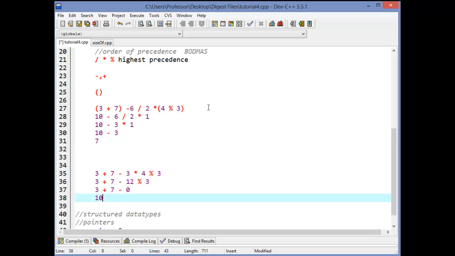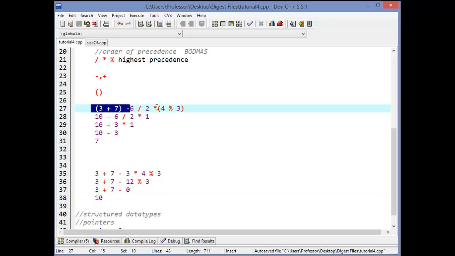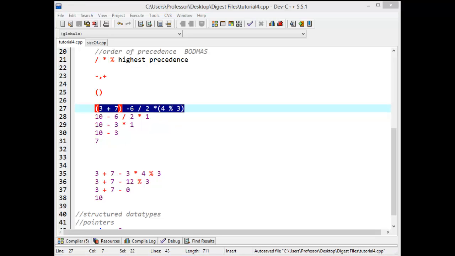Now if we remap the positions of the parentheses, if we change it right now, we are going to get a different answer. So you have to be very careful, and always by convention, it is a good habit to use parentheses to differentiate between what should be done first and that stuff. Okay.